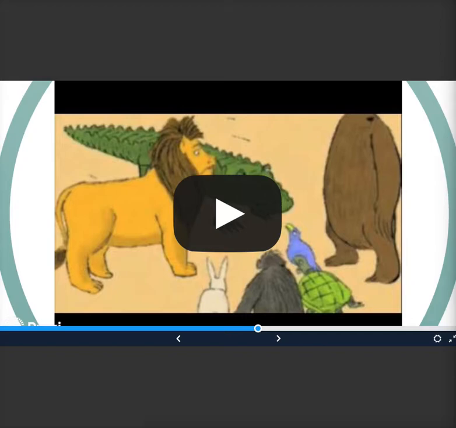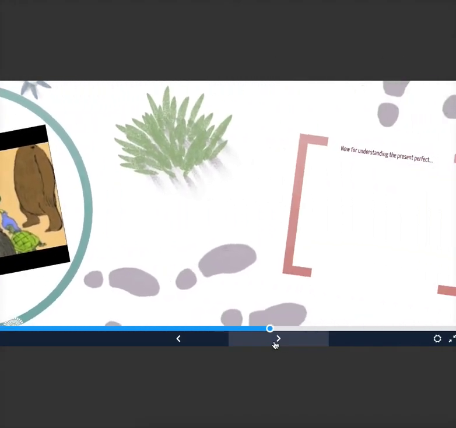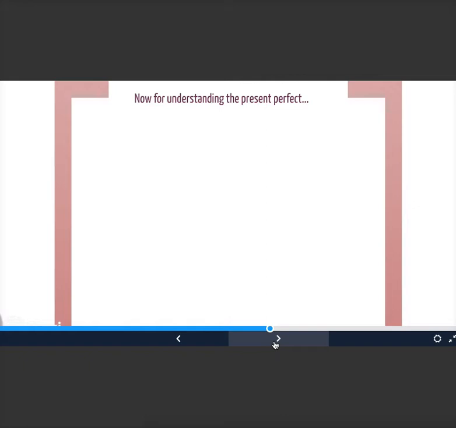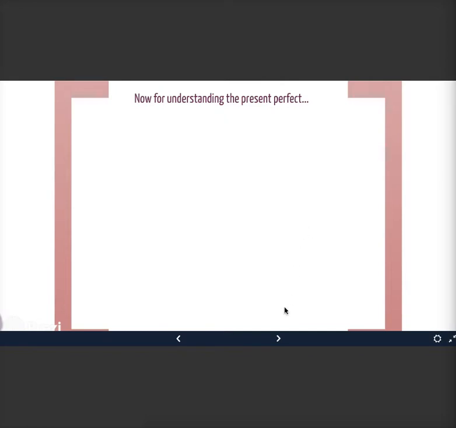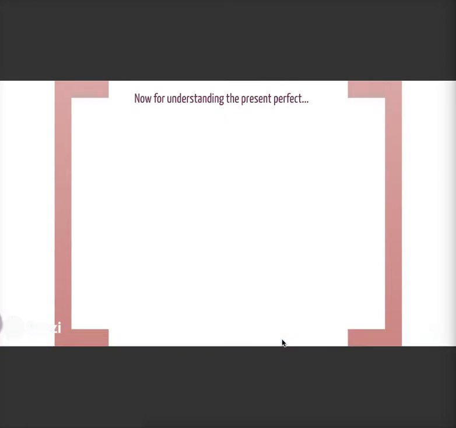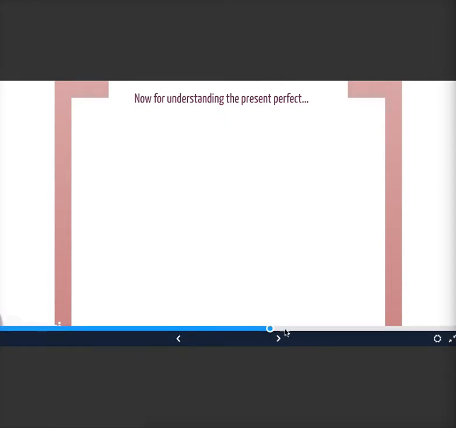So as you can see, the present perfect is something that we usually use in our daily life. Now I am going to talk to you a bit about the structure, and I am going to give you some tips and some moments that are going to be useful for you to understand the present perfect. Let's go with the first one.